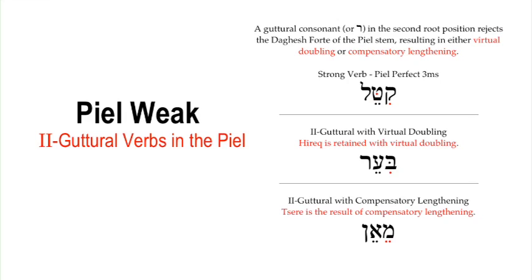In the third example on the page, from the verbal root mem, aleph, nun, me'en, you see a II guttural verb with compensatory lengthening. Here you see that the guttural in the second root position, in this case aleph, has rejected the dagesh forte, and the hireq that you normally see under the first root letter has compensated for the loss of that dagesh forte by lengthening to sere. Hireq lengthening to sere.